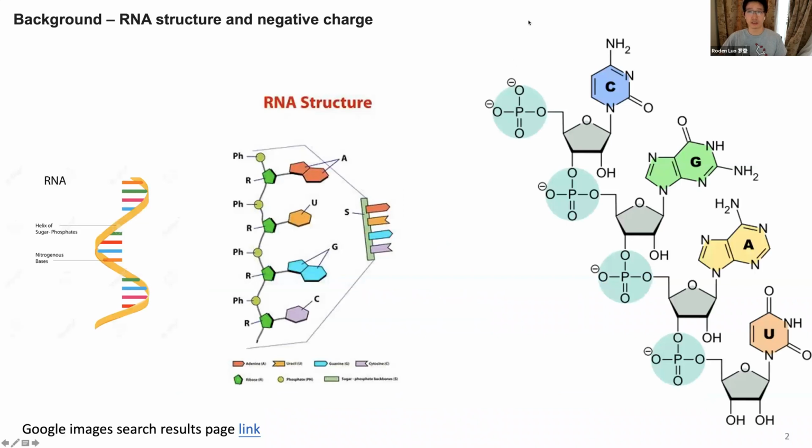So this is the background. The only background that I want to share with you is the RNA structure and its negative charge property. This is the common visualization of the RNA structure that you receive from online or other resources like textbooks. These are the phosphate sugar backbone. These are the bases, AUCG.